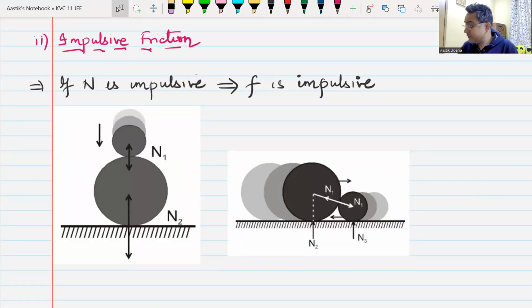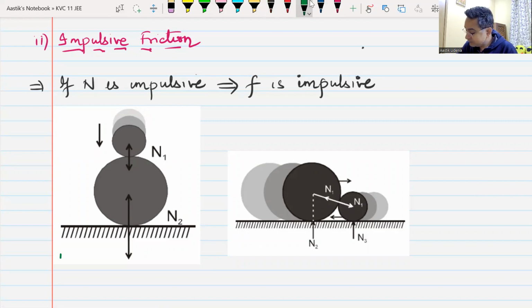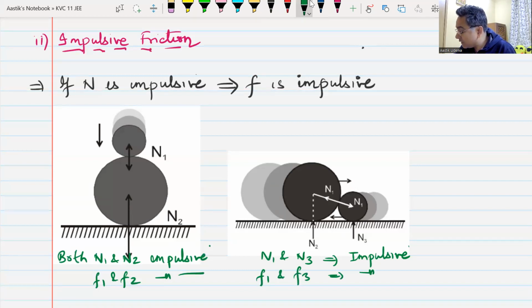Again, the same example. Here both N1 and N2 are impulsive. Friction created by N1 and N2, F1 and F2, they are impulsive. Here N1 and N3 are impulsive. We have already seen that. So friction created by N1, which is F1, and F3 will be impulsive.